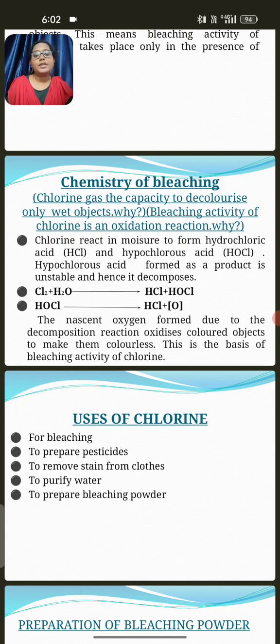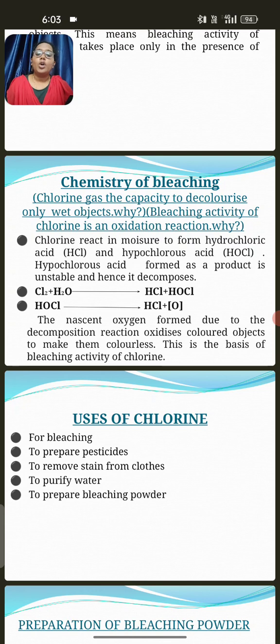Initially, the chlorine gas reacts with the water vapor to form hydrochloric acid and hypochlorous acid. Hypochlorous acid is represented by HOCl. This hypochlorous acid is an unstable product, so it dissociates to form hydrochloric acid and nascent oxygen. Nascent oxygen is represented by O in a square bracket. This is an oxidizing agent which oxidizes the colored substance to colorless. This is the bleaching activity of chlorine.